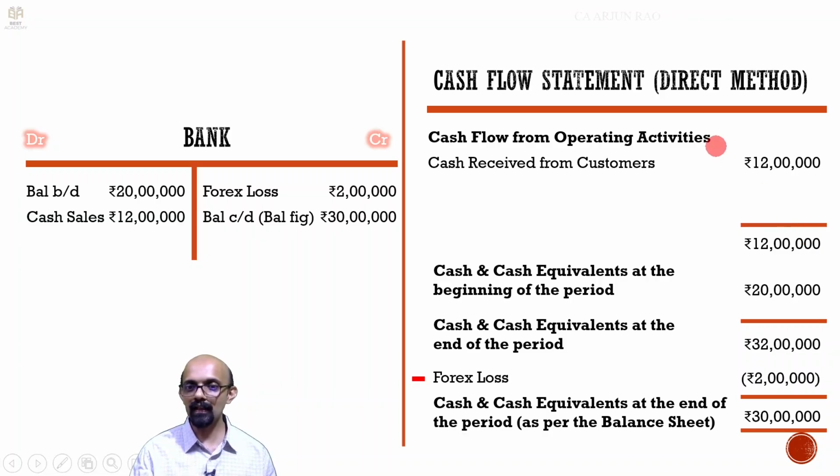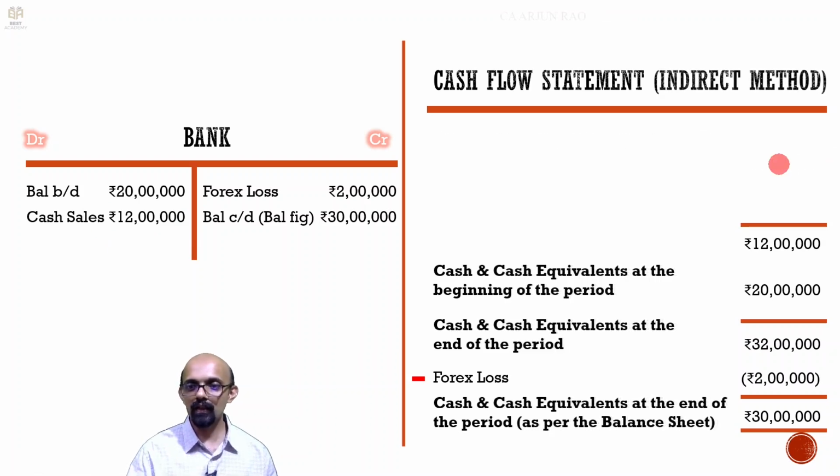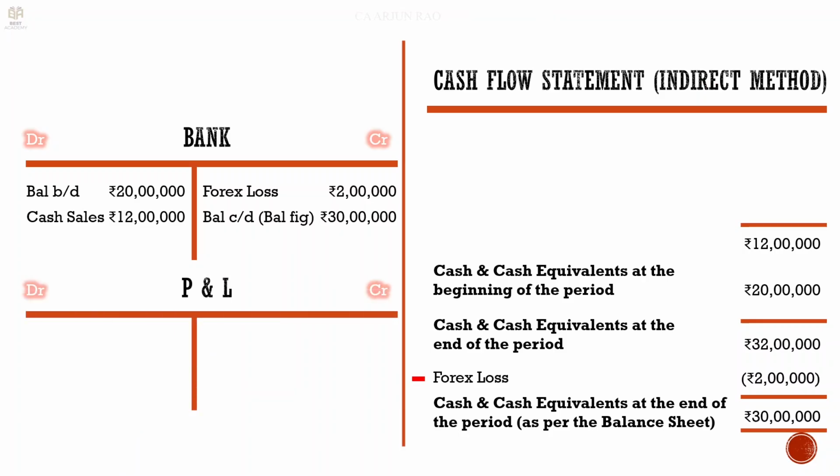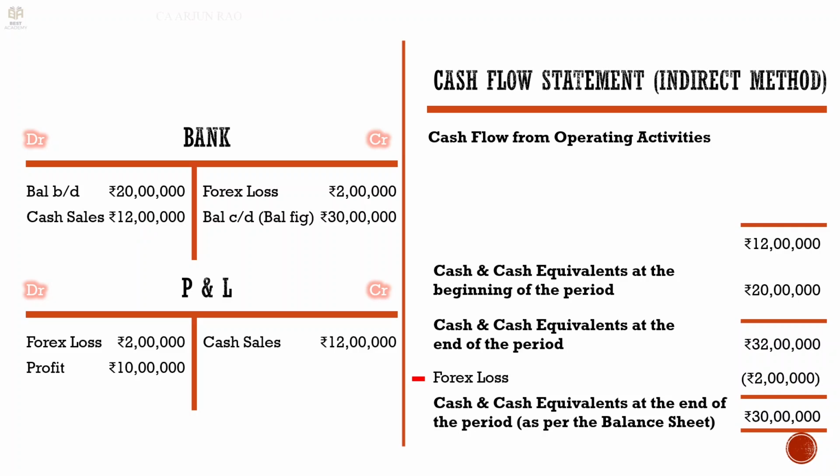Net increase in cash and cash equivalents is supposed to be 12 lakhs. So, under indirect method, instead of writing this 12 lakhs as it is, we are going to write it indirectly, right? In indirect method, we start with the P&L values. For the sake of understanding, we are assuming that cash sales 12 lakhs and forex loss are the only items in P&L. So, what is our net profit? Our net profit is 10 lakh. And in indirect method, we start with this 10 lakh.